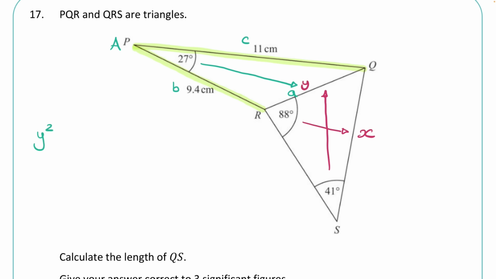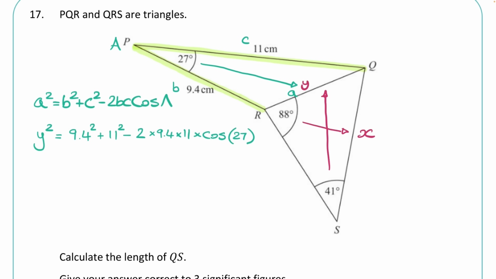So y squared, the one that we've called y, is equal to, and the cosine rule is a squared equals b squared plus c squared minus 2bc cos A, so 9.4 squared plus 11 squared minus 2 times 9.4 times 11 times cos 27. You don't need to put a times sign there between 11 and cos 27, but as we put times signs between everything else, we may as well. So it's always worth writing the formula down, a squared equals b squared plus c squared minus 2bc cos A, just to make sure as we move through the question that we're not making any mistakes with our formula.